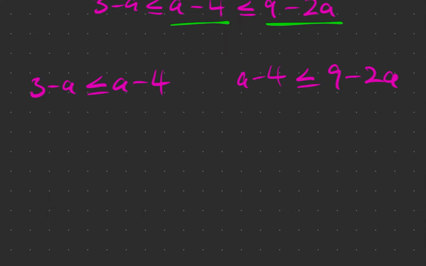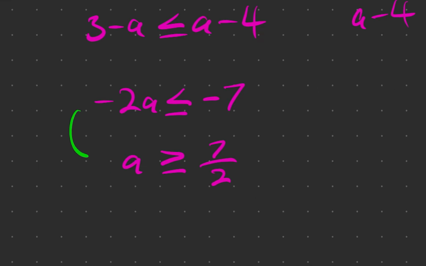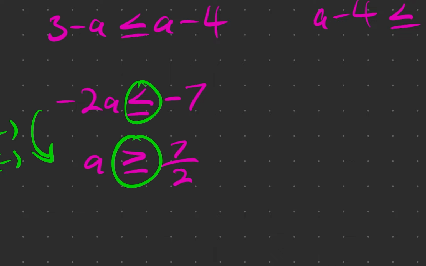So over here on this side, I'm going to bring my a over to the left side and my constants over to the right side. So this will be negative 2a is less than or equal to negative 7. And then if we just work it normally, we'll find out that a is actually more than or equal to 7 over 2. Now why did I change this inequality sign over here? If you happen to multiply by a negative number or divide by a negative number, your inequality sign has to change to the other one.